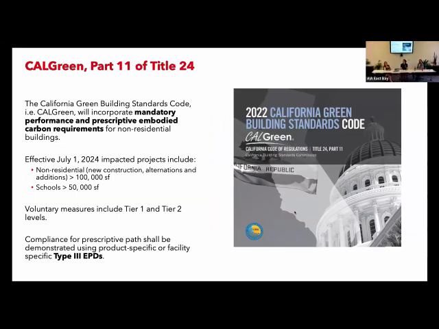So as of July 1st of this year, the California code has been amended with a typical errata that we have mid-cycle. And as part of that, Cal Green has now adopted reporting for embodied carbon that is mandatory for all projects that are non-residential over 100,000 square feet and schools that are over 50,000 square feet. There is a prescriptive path and there are two performance paths, and we'll unpack that in just a minute. The great news is you cannot reduce what you cannot measure, right? This is a good thing.